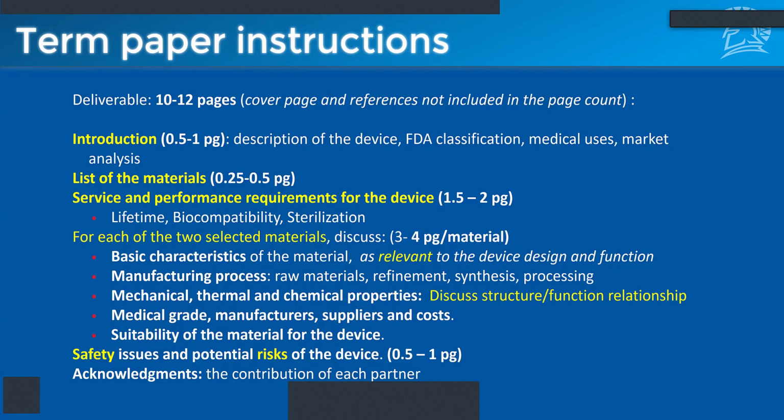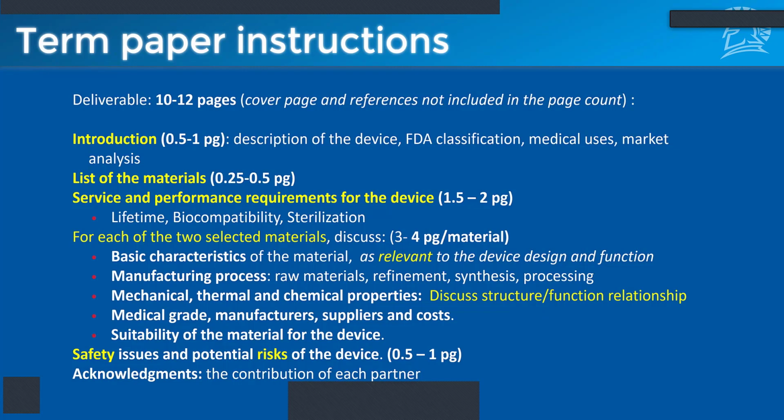So you introduce your device, list the materials that you're going to be focusing on in your paper, talk about service requirements, performance requirements, how is the device used, what do the mechanical properties need to be like, since we've just talked about mechanical properties. What do the chemical or the surface properties need to be like for this device? How long is it used in the body? If it's degradable sutures, it's going to be a matter of days. If it is a hip implant, as long as possible. Most implants, as long as possible, I would say, is the lifetime requirement.